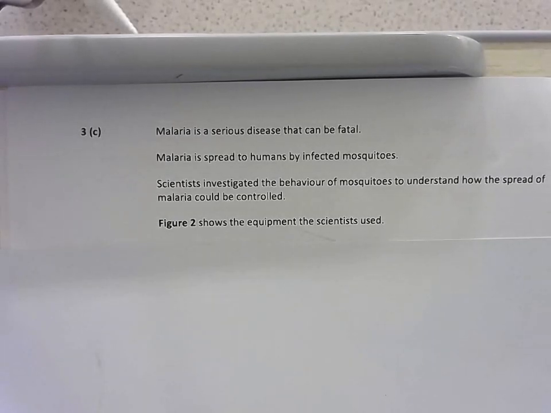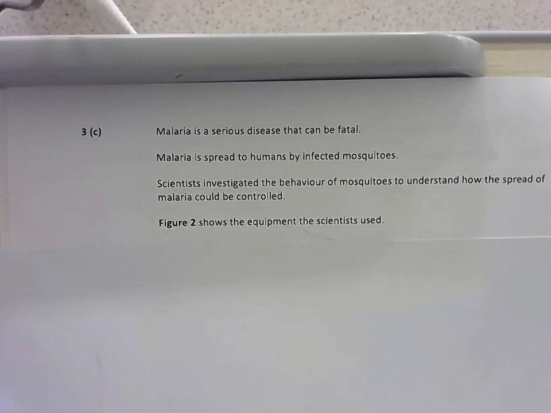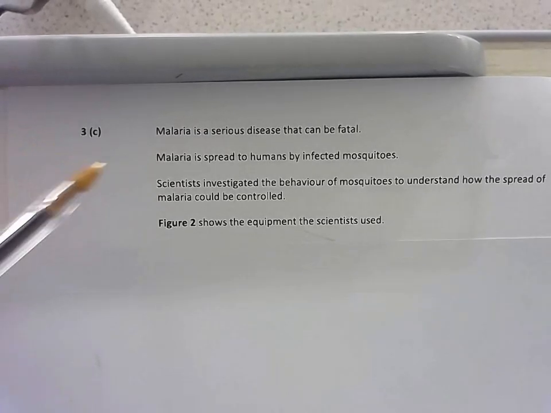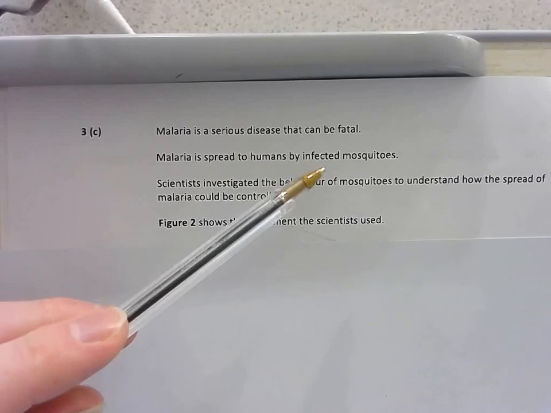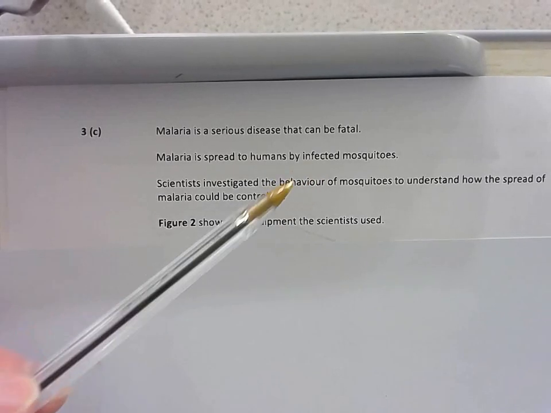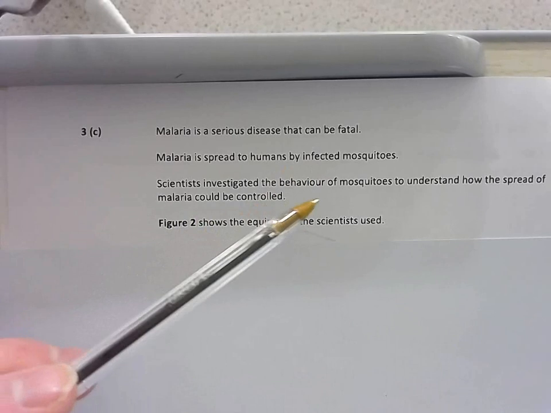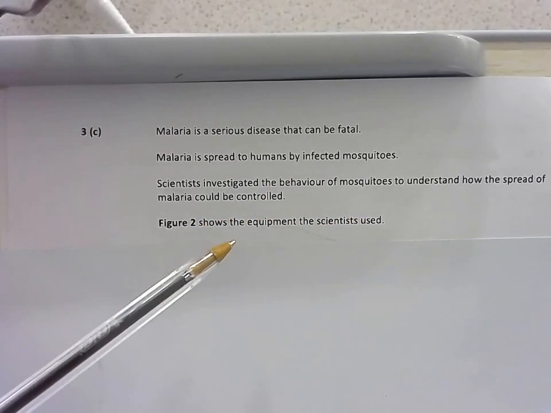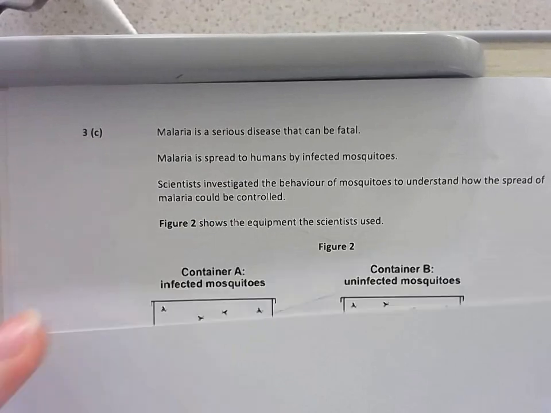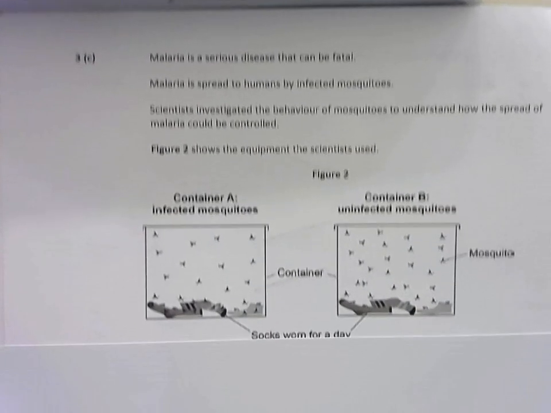Okay, so picking up, we're on question 3C. So, malaria is a serious disease that can be fatal. It's spread to humans by infected mosquitoes because they're carrying the Plasmodium pathogen. So scientists investigated the behavior of mosquitoes to understand how the spread of malaria could be controlled. And figure 2 shows the equipment that they used.